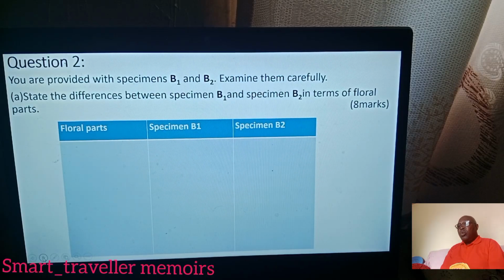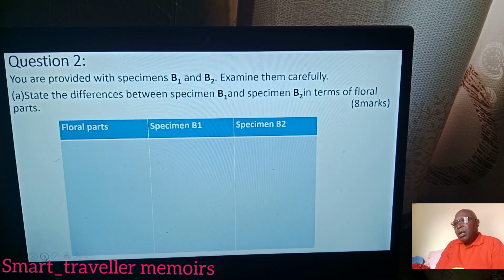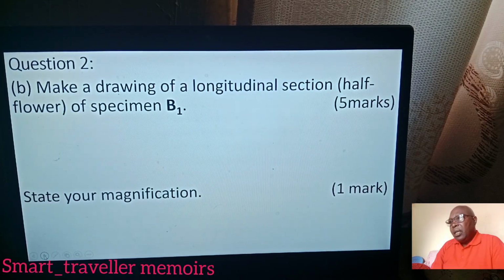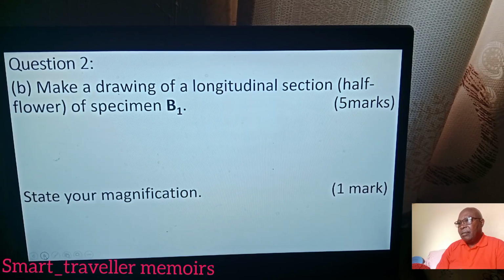Okay, guys, let's go to question number 2. The question was: you are provided with specimens B1 and B2. Examine them carefully. A: state the differences between specimen B1 and specimen B2 in terms of floral parts. So you have a table there: floral parts, specimen B1, specimen B2. Part B: make a drawing of a longitudinal section, that is, half flower, of specimen B1, and state your magnification.